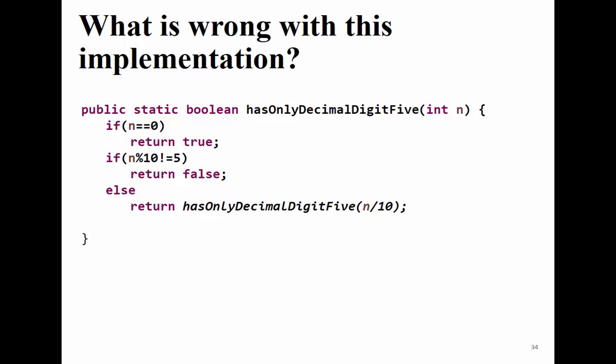The one implementation will be if n is equal to 0, you return true. Otherwise, you check if the mod operation is not equal to 5, you're going to return false. Otherwise, you're going to do the recursive code. So you have 2 base cases and 1 recursive code. You can see here is the difference between this implementation and the previous implementation. Is there anything wrong with this implementation?